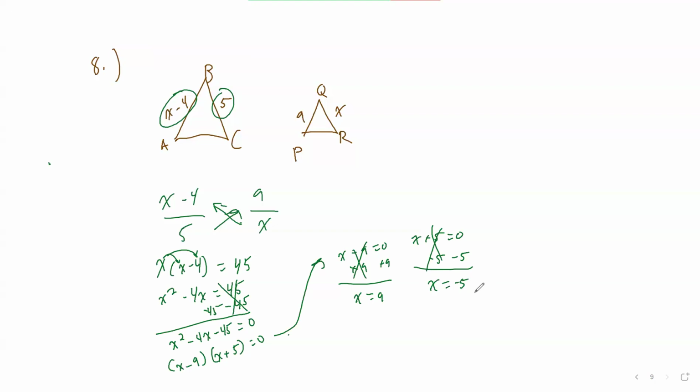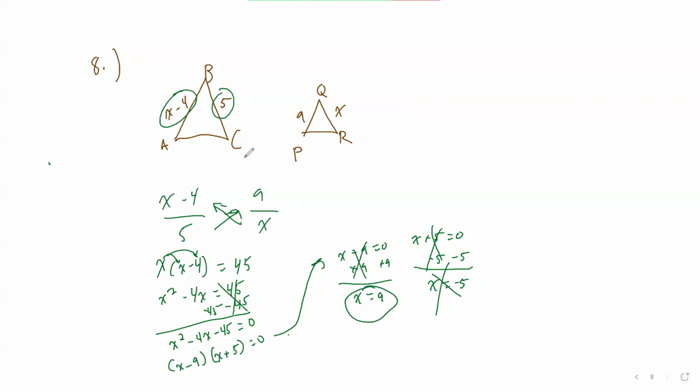Now, when dealing with real world problems, you do have to think of the answer being realistic. So in this situation, it is not realistic for a length of a triangle to be a negative value. We don't ever measure distance in negative numbers. So if you're dealing with a real world situation and you end up with a negative answer, about 99% of the time, you can throw that answer out, and it's going to be the other answer. So in this case, it would be 9.